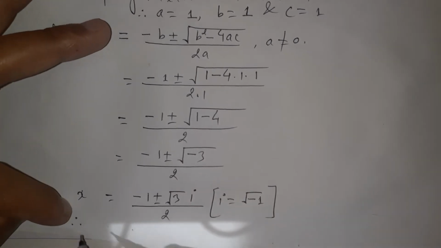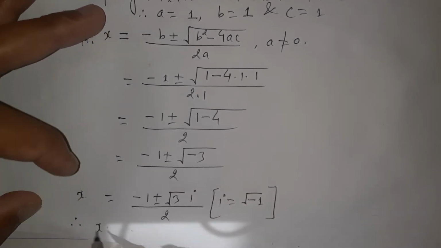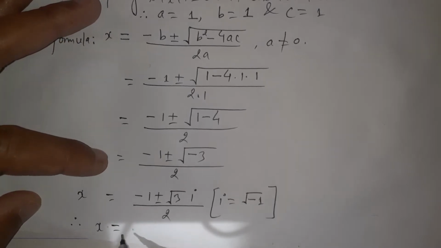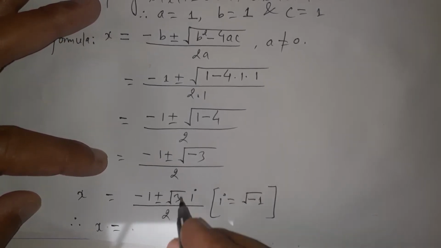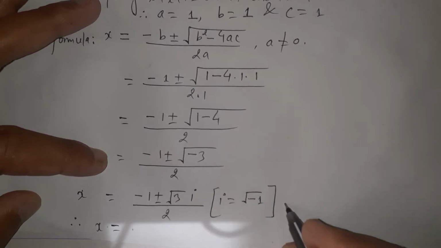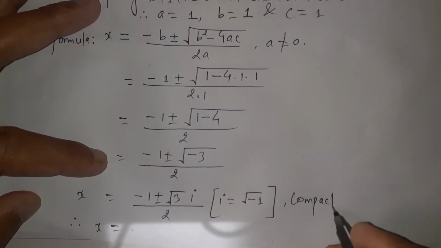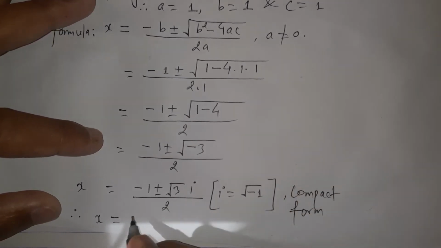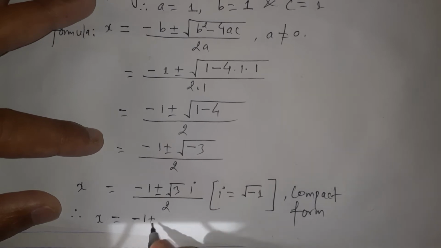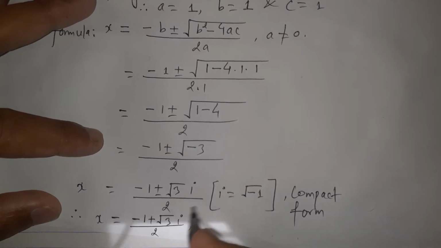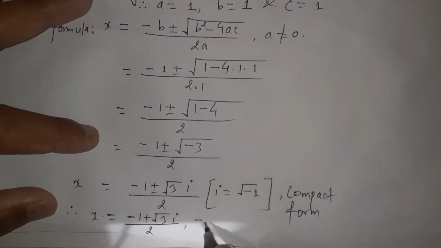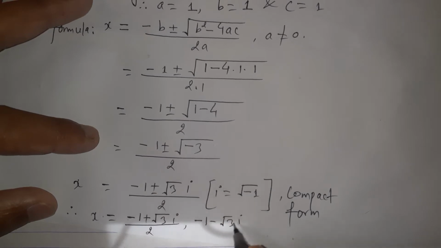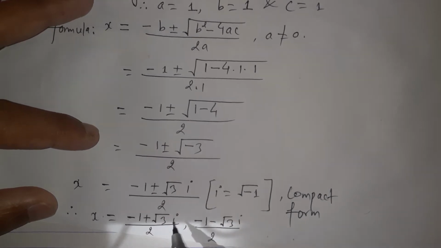Therefore, the values of x are given in this compact form. Now extracting the two roots from this combined form. One root is negative 1 plus square root 3 i over 2, where we take the positive sign, and if we take the negative sign, then this will be the other root. Here we got the values of x as two imaginary numbers.